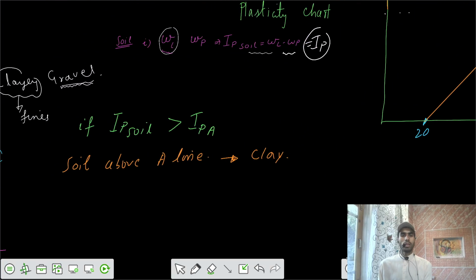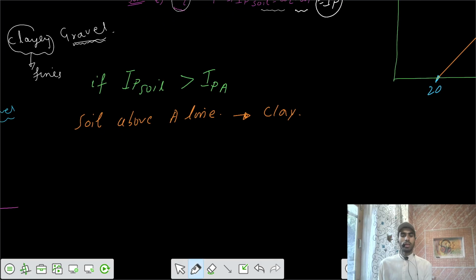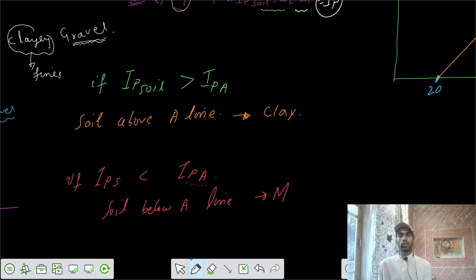Now, this is one of the parts. Similarly, if your IP of the soil is less than IP of the A line, that means IP corresponding to the A line is more. That means your soil is below the A line. If your soil is below the A line, that means your soil is actually silt, or we can have organic also.